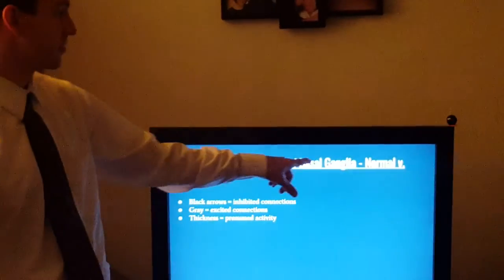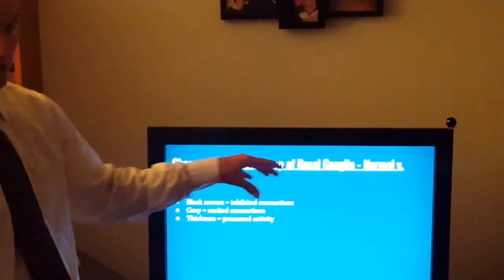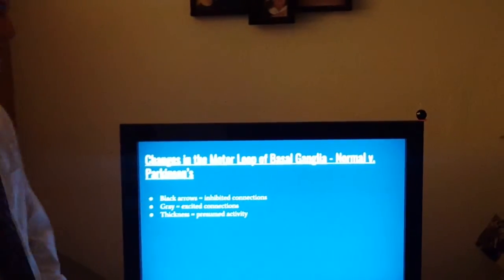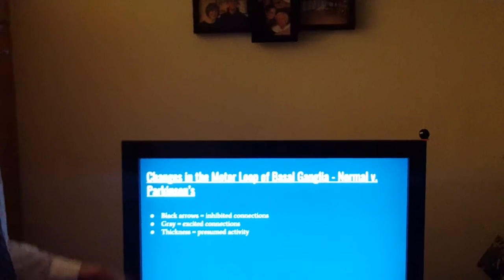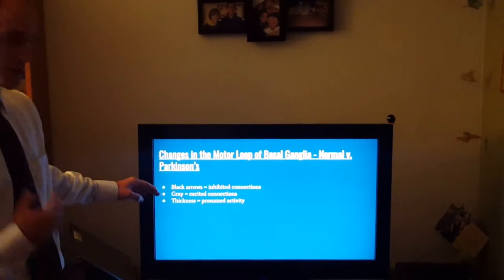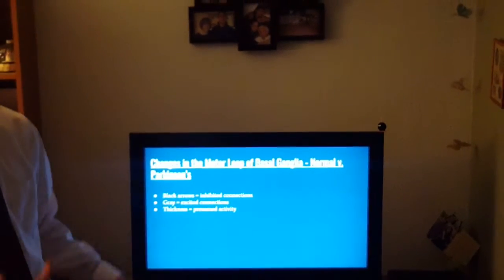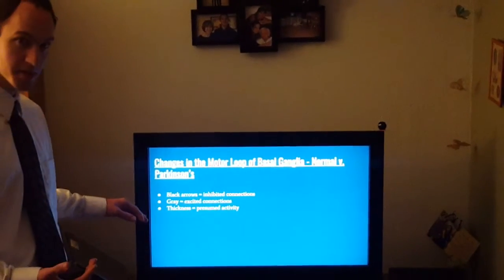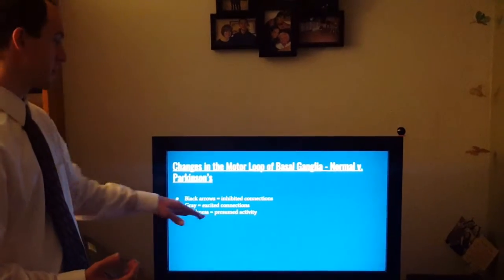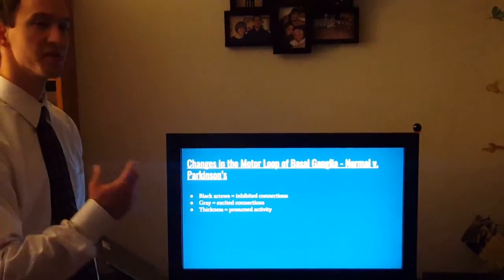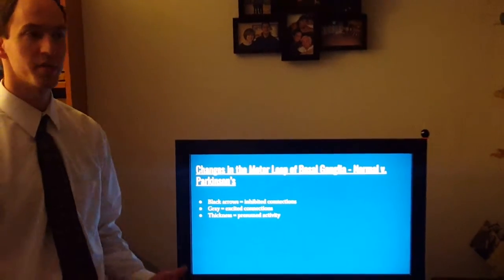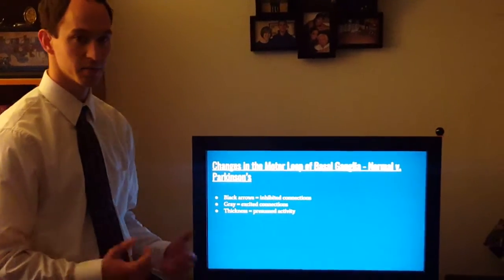I'm going to show you a diagram in a second that compares normal versus Parkinson's and how the changes in the motor loop of the basal ganglia take place in a person who has normal brain connectivity and a person who has Parkinson's brain connectivity. The black arrows indicate inhibited connections, the gray arrows indicate excited connections, and the thickness for both indicates the presumed level of activity. If we see a thicker arrow, we see heightened activity. If we see a thinner arrow, we see lesser activity.